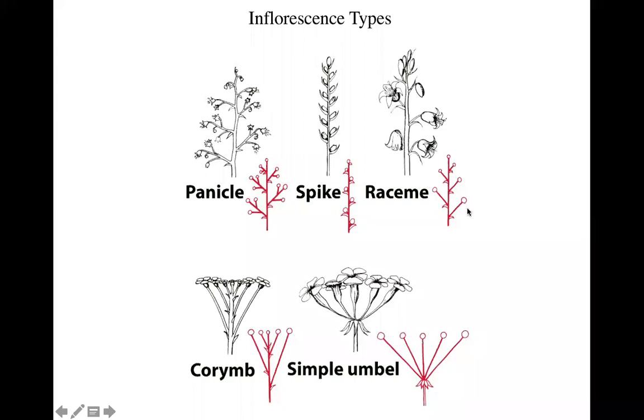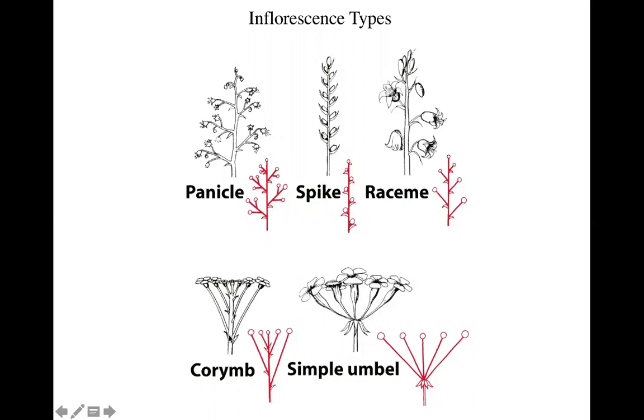And a raceme is where you have stalked flowers, but there's only one at the tip of each stalk. Now we have a corm and an umbel. So a corm and an umbel are similar in that they have flowers that are borne in clusters that, when you look straight on at them, are in kind of a row across.